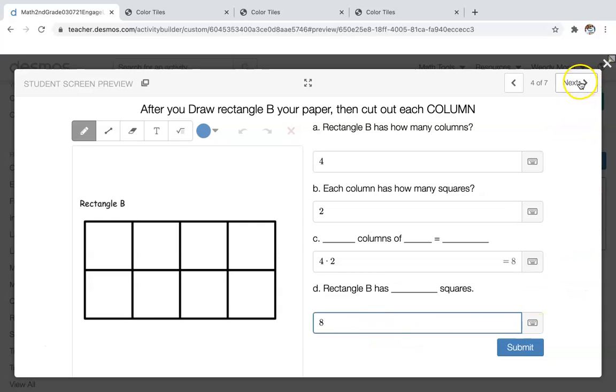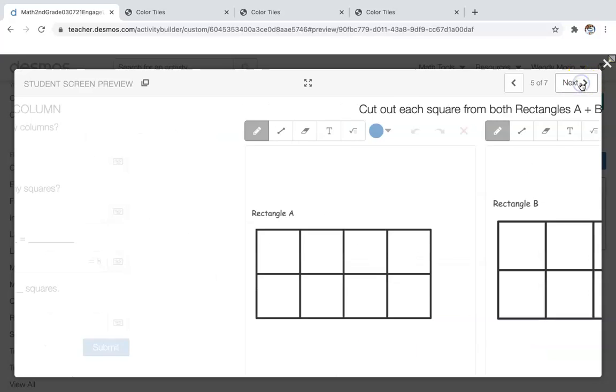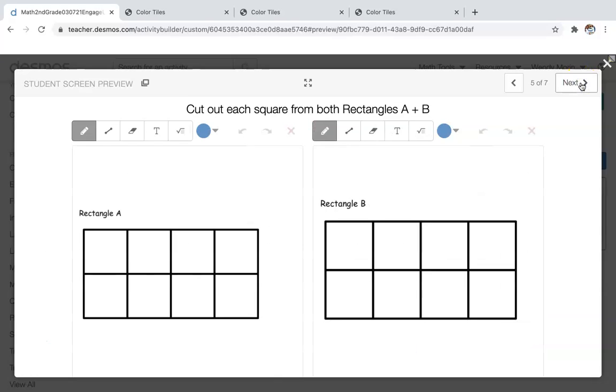So now let's go on to the next thing I need you to do. I want you to take rectangle A and rectangle B, and I want you to cut them up into squares. So now you're going to have 16 squares. And we're going to put them in different ways and look at them. Okay, so you can stop the video and cut them up and then come back.